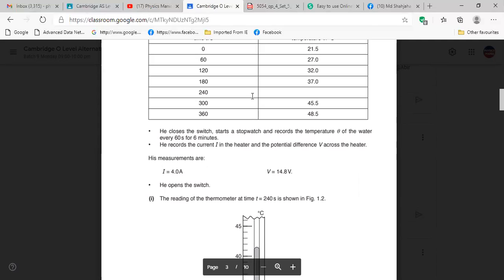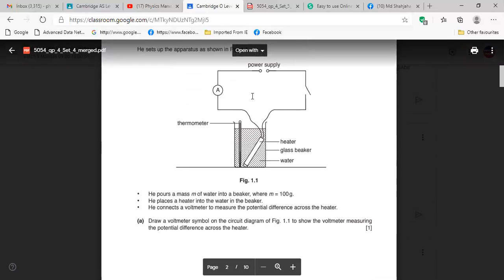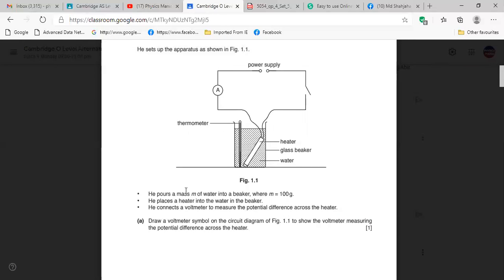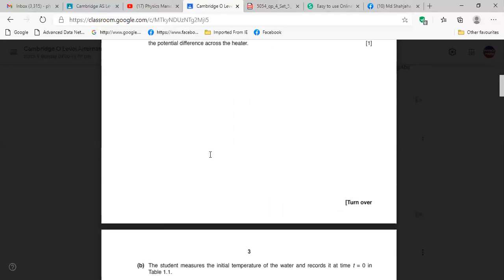Can you show where to draw the voltmeter again? I got disconnected. The voltmeter should be parallel with the heater, right? They are saying to get the potential difference across the heater, so your voltmeter should be drawn parallel to the heater. On the left side of the heater, you give one connecting wire, on the right side another connecting wire, then in the middle the voltmeter symbol. Okay, clear? Very good.